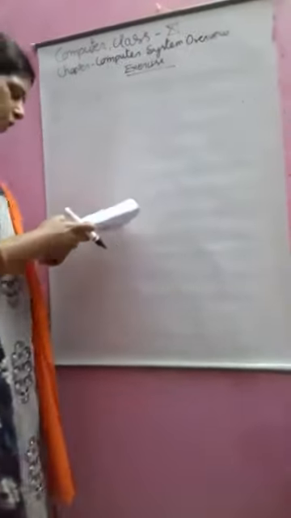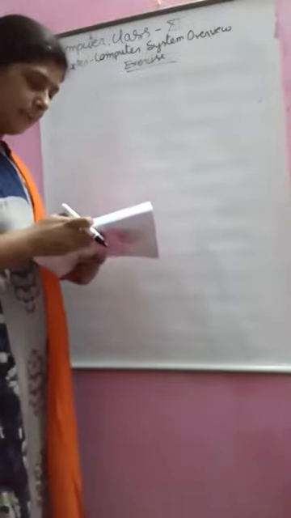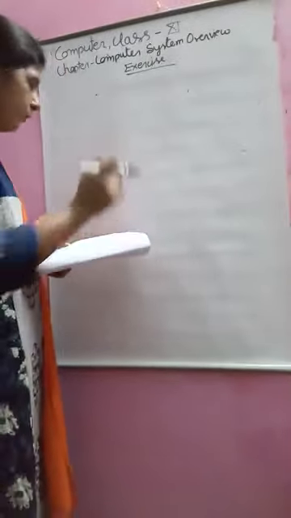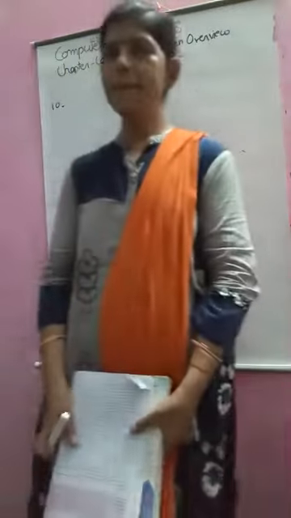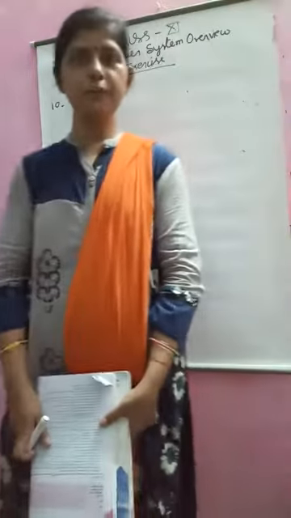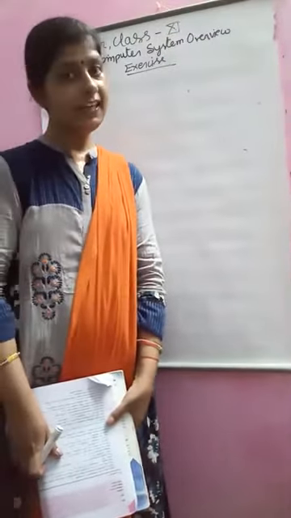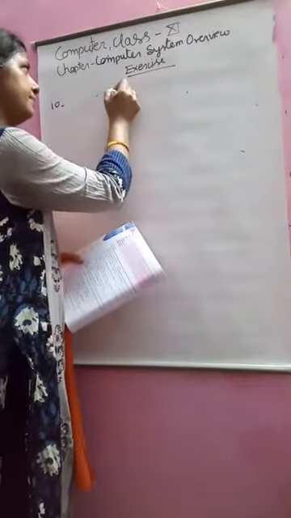Now question number 10. What is the meaning of the term volatile primary memory? What can be done to overcome the problem of volatility? First, what is the primary memory? Primary memory is the memory through which the computer can interact directly. So in the primary memory, there are two memories, RAM and ROM.